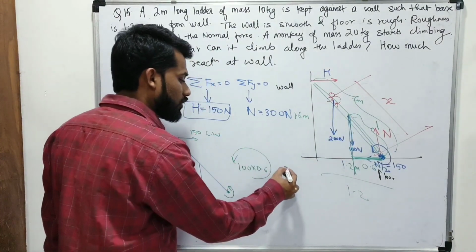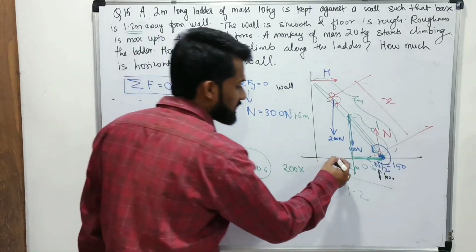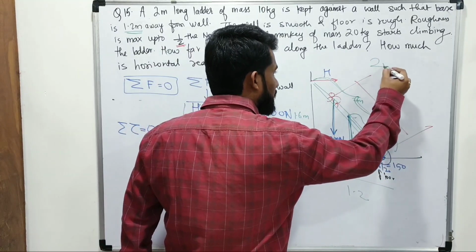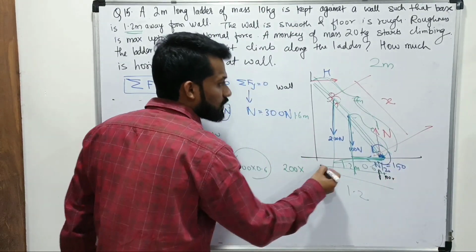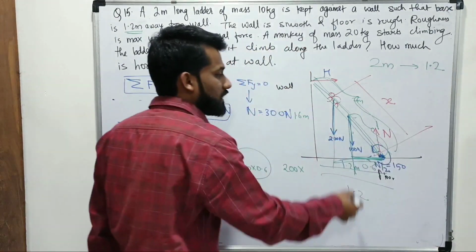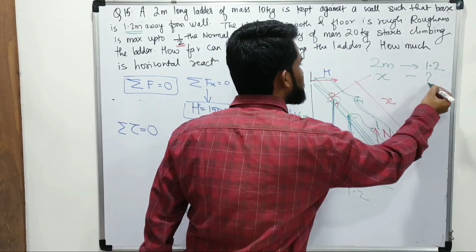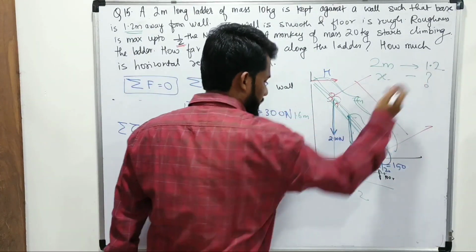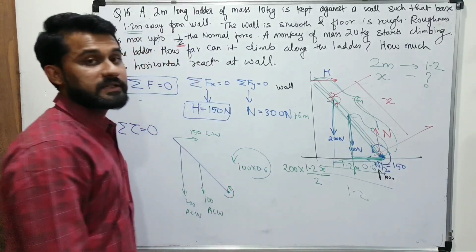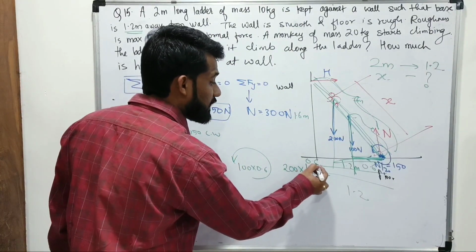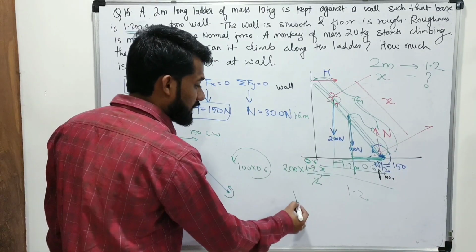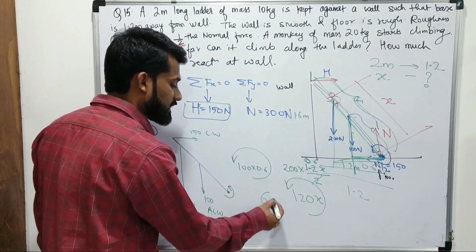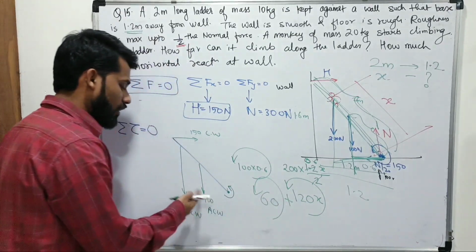How to calculate 200 ka torque? 200 into what will be this distance? So अगर for 2 meter, whole length is 2 meter, then the total distance is 1.2. If the whole length is only x, what will be this distance? It will be cross multiply. It will be 1.2 x by 2, that is 0.6x. On multiplying this, you will get 120x. And this torque is also in anti-clockwise sense. This is 60. This is also in anti-clockwise sense. These two torques are in anti-clockwise.